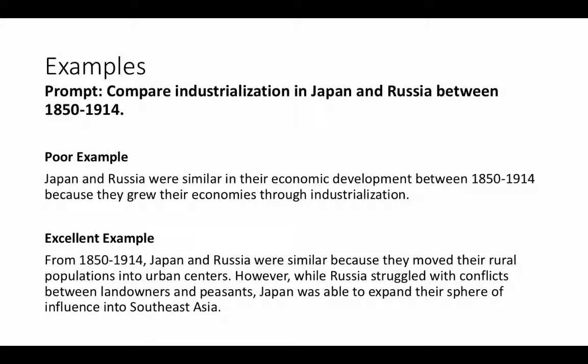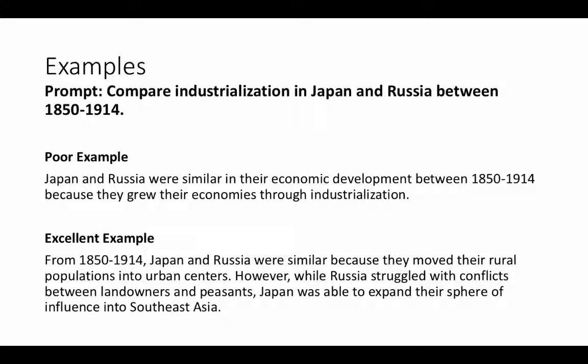So here's an example. You might remember this from a few years ago before the changes in the test. Compare industrialization in Japan and Russia between 1850 and 1914. So here we go. Perfect example, I think, of what we're talking about here. We've got compare. Okay, there's your historical thinking skill. The content is about Japan and Russia. And where's our SPRITE impact? Well, industrialization.